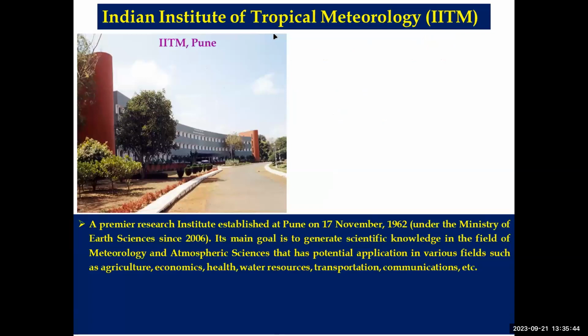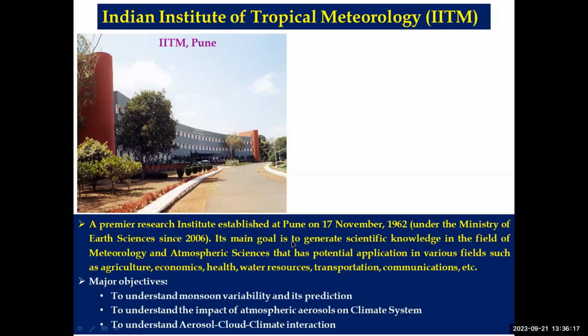The IITM, Indian Institute of Tropical Meteorology, is a premier research institute established at Pune in 1962. It was under the Department of Science and Technology, DST, and since 2006 it is under the Ministry of Earth Sciences. The main goal of our institute is to generate scientific knowledge in the field of meteorology and atmospheric sciences, which has potential applications in various fields like agriculture, economics, health, water resources, etc. The major objective of our institute is to understand the monsoon variability and its prediction.